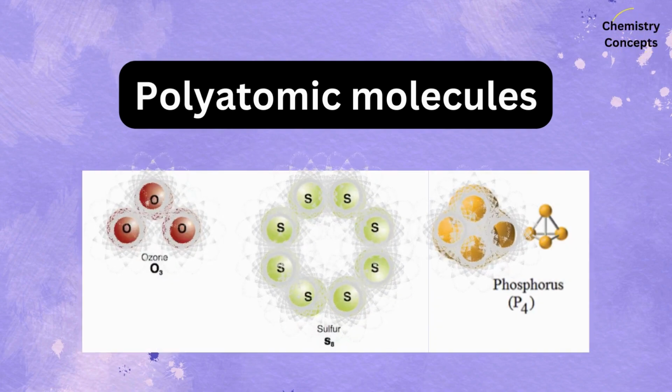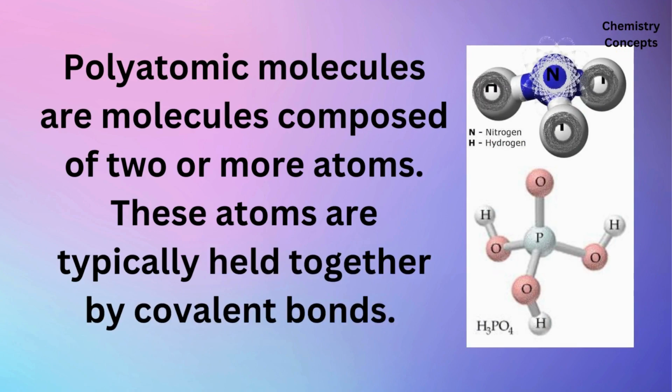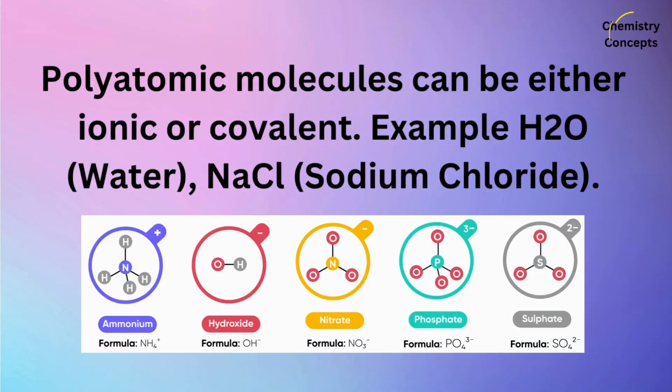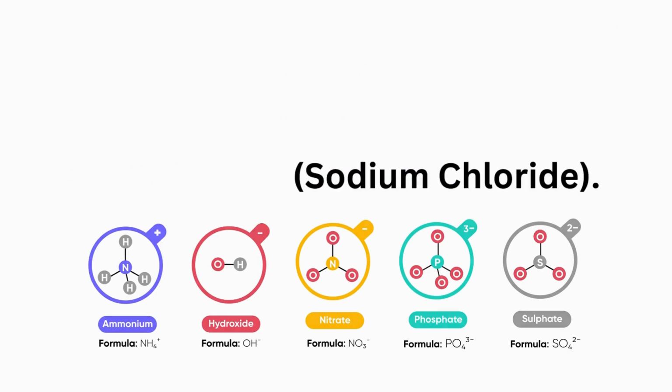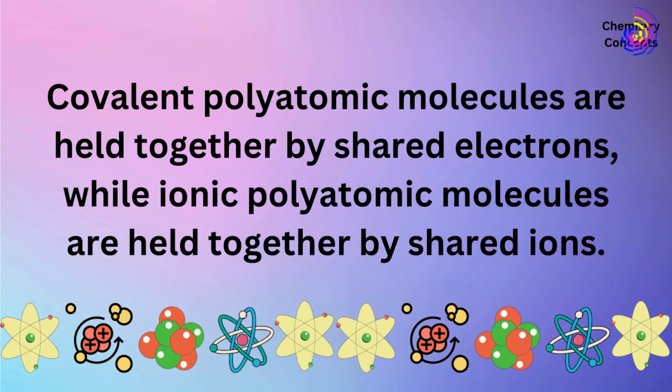Polyatomic molecules are molecules composed of two or more atoms. These atoms are typically held together by covalent bonds. Polyatomic molecules can be either ionic or covalent. Example: H2O, water, NaCl, sodium chloride. Covalent polyatomic molecules are held together by shared electrons, while ionic polyatomic molecules are held together by shared ions.